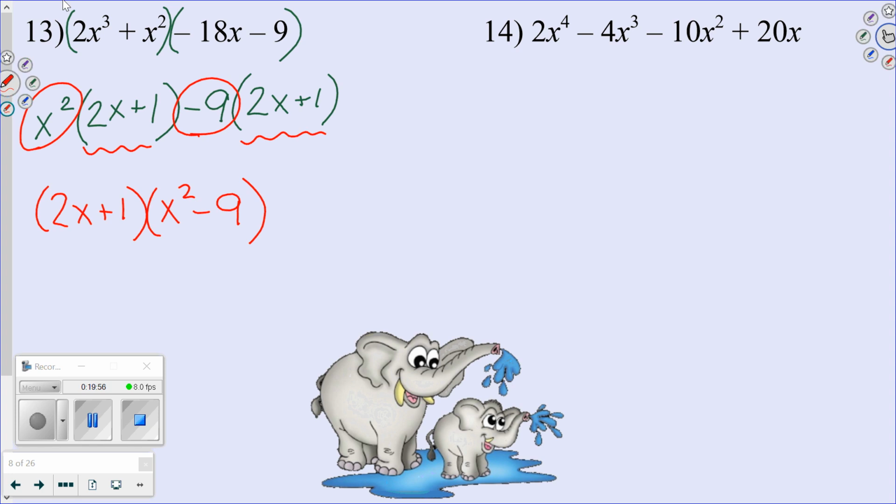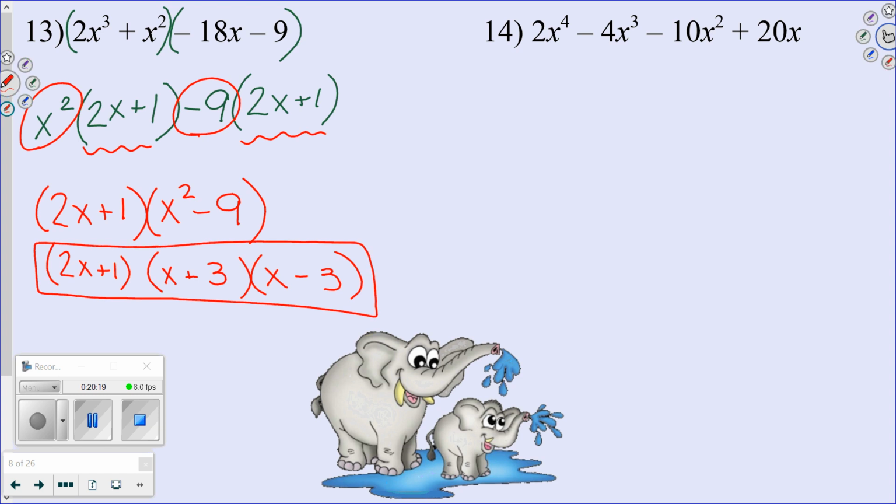Everybody with me? Cool, right? But am I done? X squared minus 9. There's that difference of squares again. How does that factor? X plus 3. X minus 3. And that 2x plus 1 just keeps coming. Will I always end up with a difference of squares that keeps going? No, I won't. That just happened to be one that happened. It doesn't always happen, though.